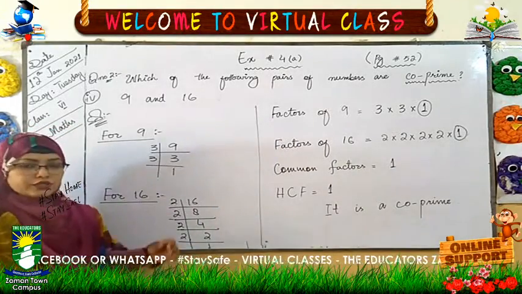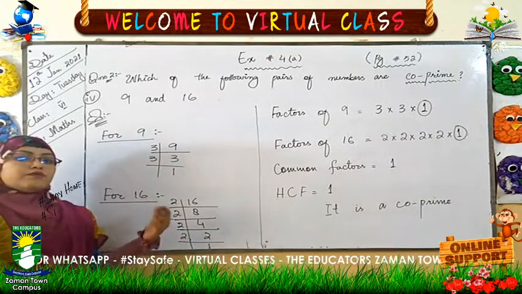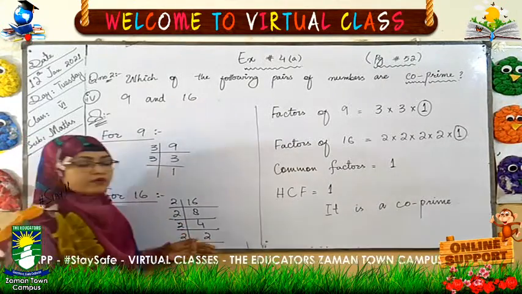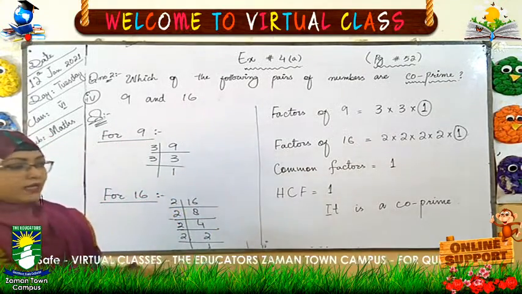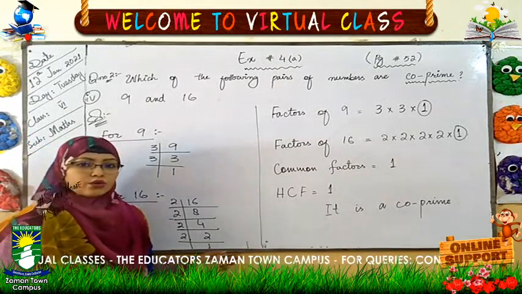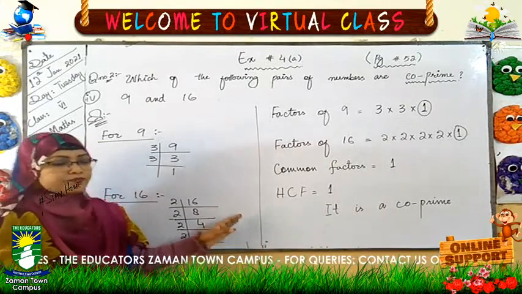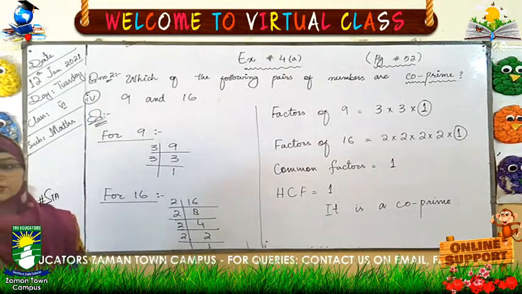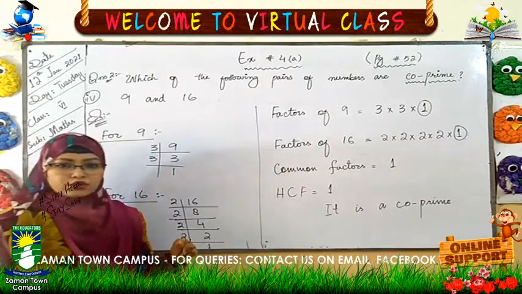According to the definition, if the HCF of the given numbers, like 2 numbers or 3 numbers, is 1, then the pair is said to be co-prime. Otherwise, it will not be a co-prime. You will follow the same method in all the questions. Question number 1, question number 2, you have 4 parts to do in question number 2. You can see your homework folder for doing the solution.